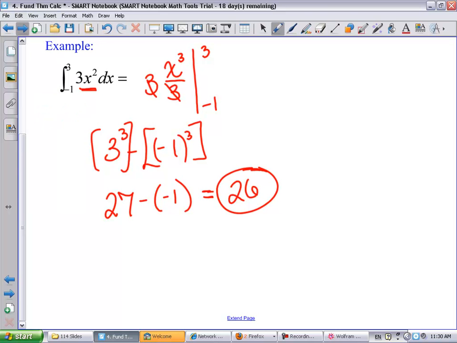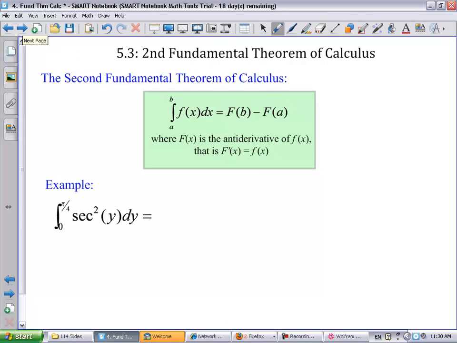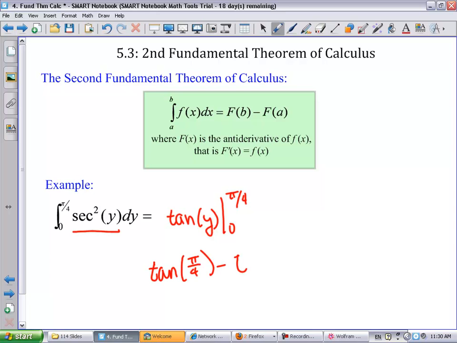Okay. Let's try another one. The integral from 0 to pi over 4 of secant squared of y dy. Okay, so what do we got? We've got to find the antiderivative of secant squared. What function has a derivative of secant squared? Tangent. So tangent of y, that's our antiderivative, evaluated from 0 to pi over 4. So now we plug in the pi over 4, we get tangent of pi over 4, minus what happens when we plug in the 0, which is tangent of 0.